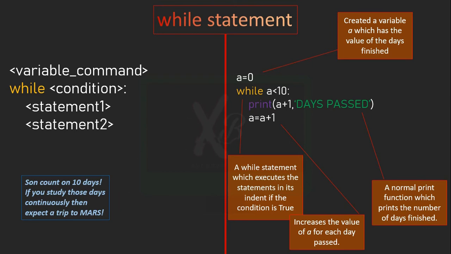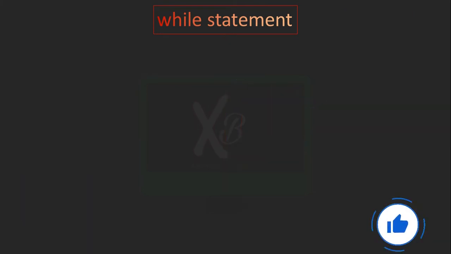As soon as a is equal to 10, what happens? The condition becomes false. While a less than 10. So a is what? 10. 10 less than 10? No, don't run this program. So at that time this complete indent breaks off and then while does not go on. We'll see about it later.